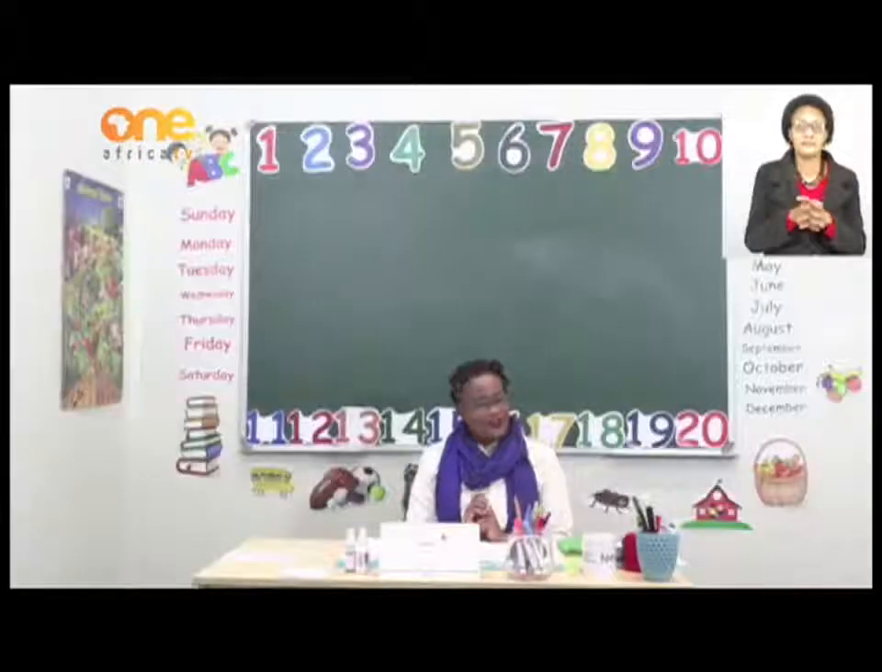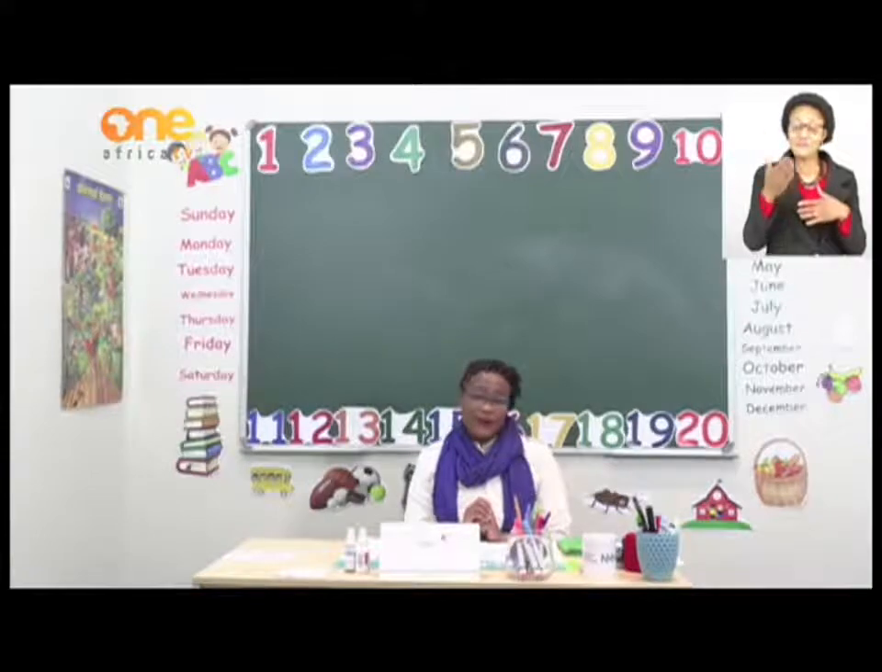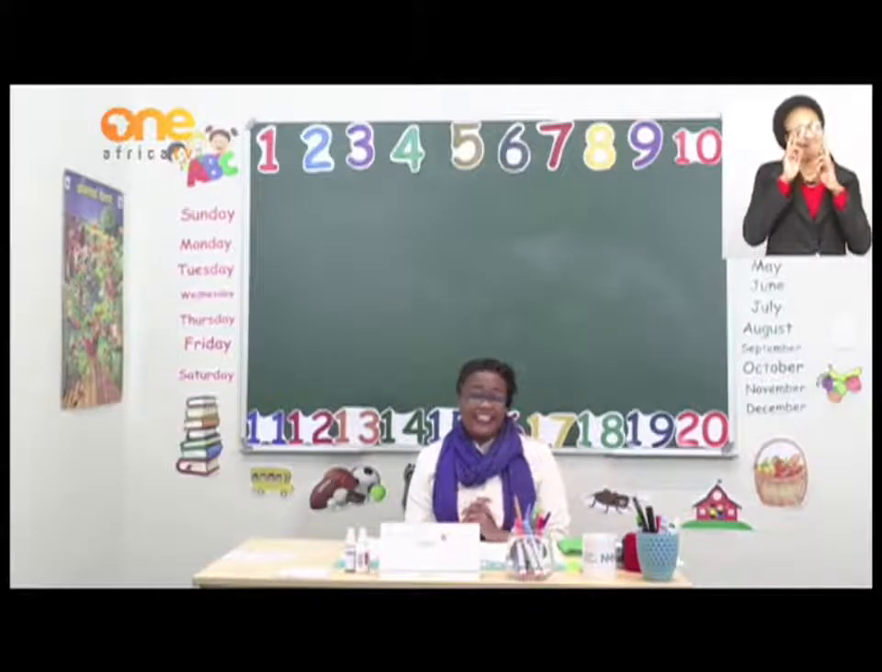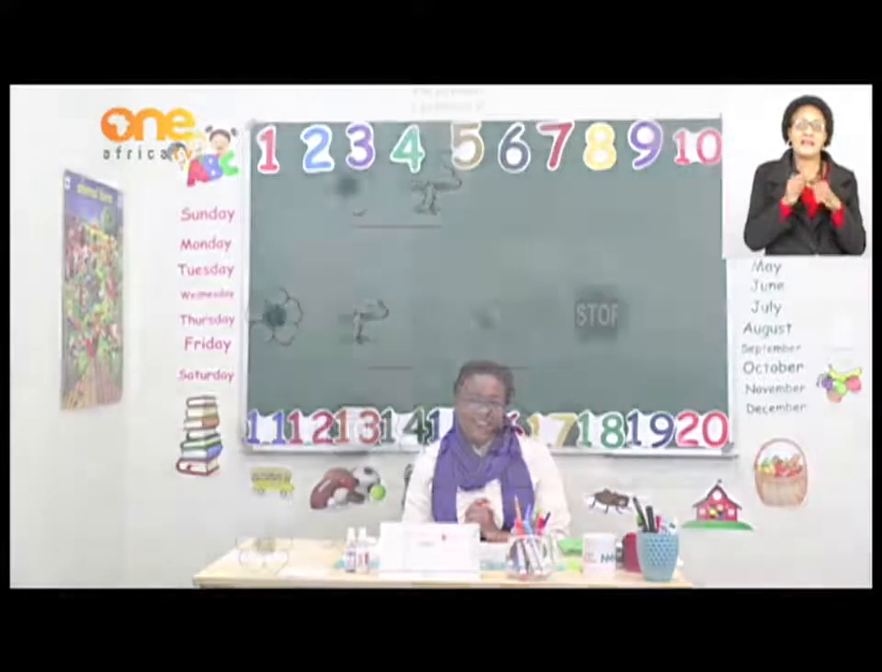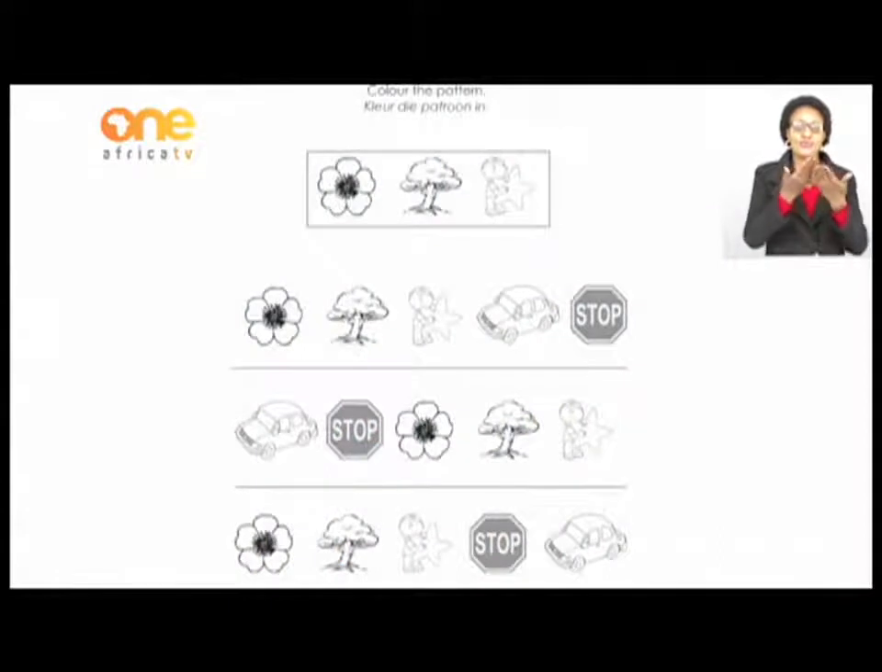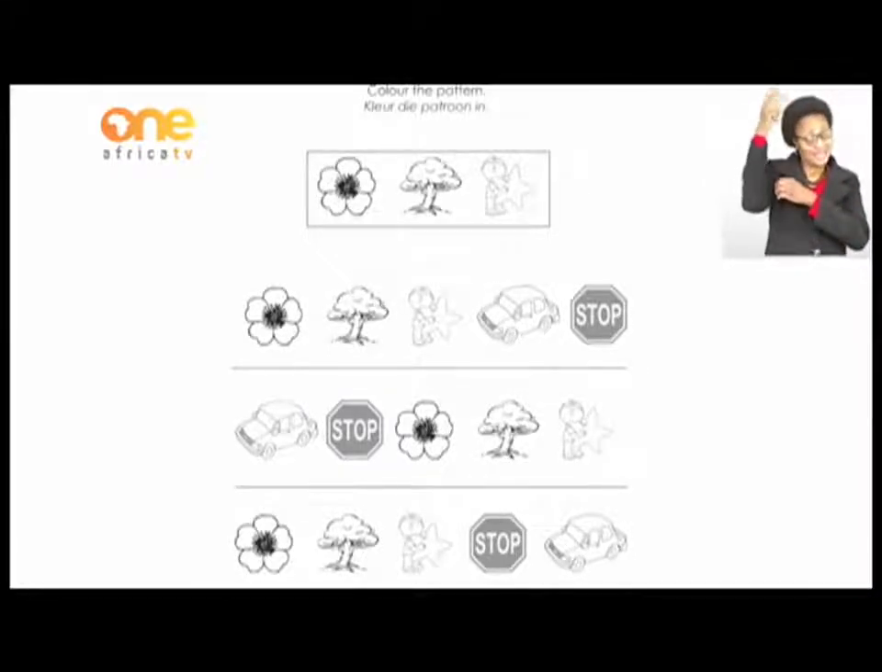Did you finish your work for the last exercise? Well, I hope you did. But let's take a look at the next exercise. Here on page 17, we can see that we have a pattern. And the pattern is flower, tree, boy with the star. Let's say it together. Flower, tree, boy with a star.